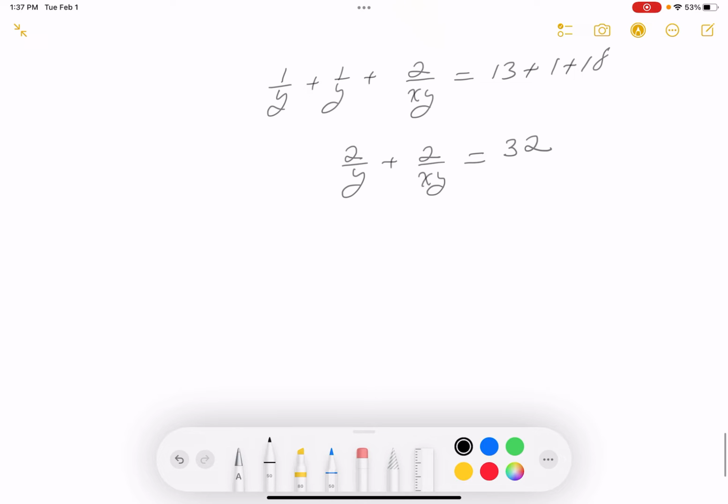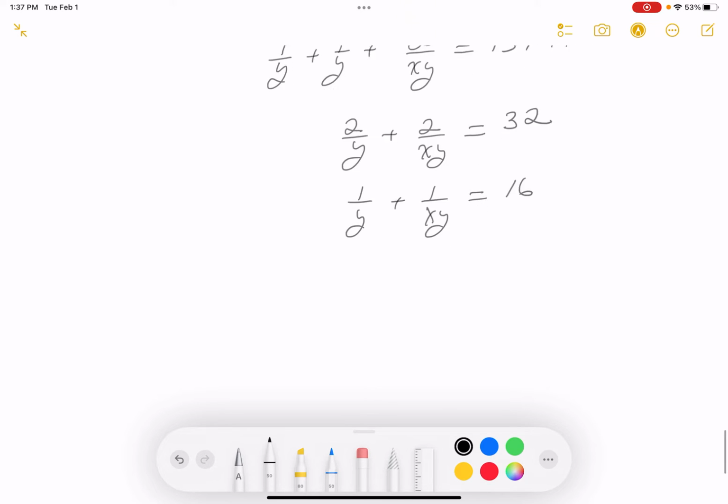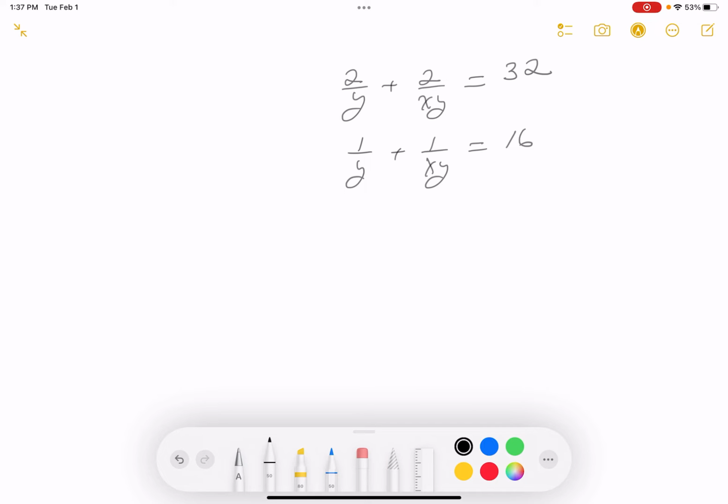And what am I going to do now? I'm going to divide through by 2. And you get 1 over y plus 1 over xy equals 16. I'm going to multiply both sides by xy now. And what are you going to get? x plus 1 equals 16xy.